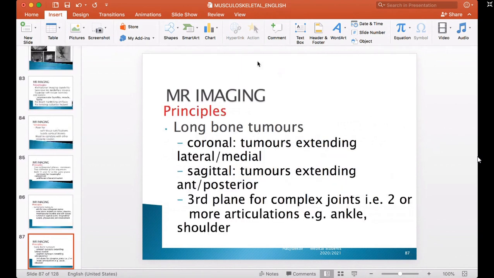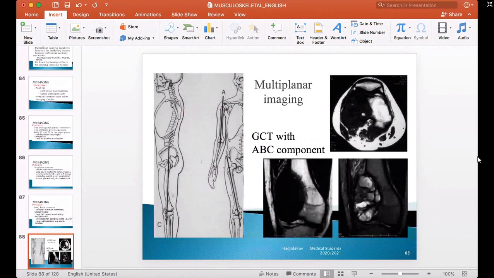The coronal and the sagittal plane are very useful for longitudinal extent of the lesion, for physeal and joint involvement by the tumors. The long bone tumors are scanned in coronal plane for tumors extending lateral and medial. In the sagittal for tumors which extend in the anterior and posterior direction, and the third plane for complex joints, which have two or more articulations, like the ankle and the shoulder. Those are the most complex joints. So the multiplanar imaging facilitates our job, and we can scan in different planes like the axial, the coronal, and the sagittal plane, here in this giant cell tumor with some aneurysmal bone cyst component inside.